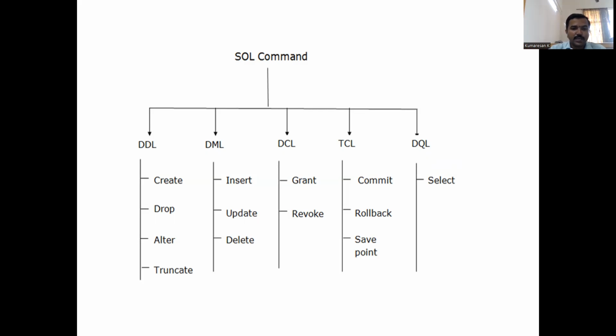And next one is DCL, data control language. That is, there are two. First one is grant and revoke. And another one is TCL, transaction control language. And then first one is commit, rollback, and save point. And last one is DQL, data query language. There is one command used, that is select. These are the SQL commands.